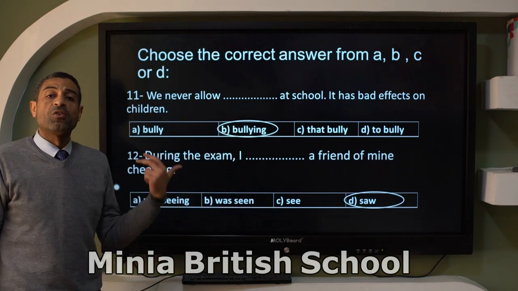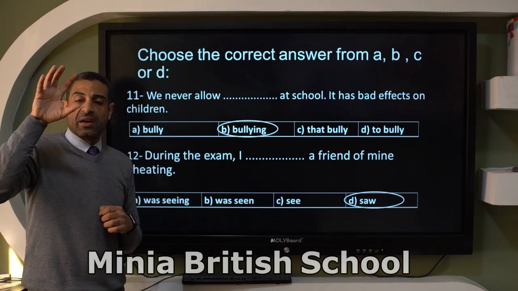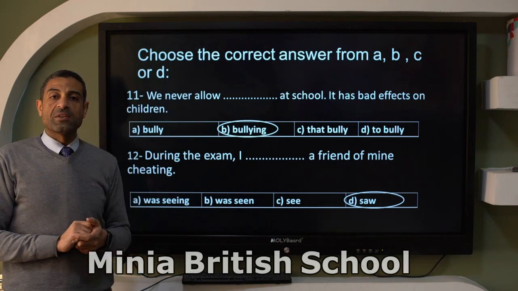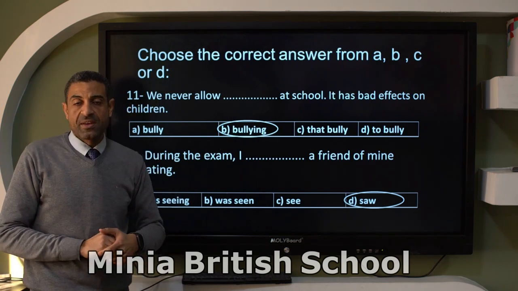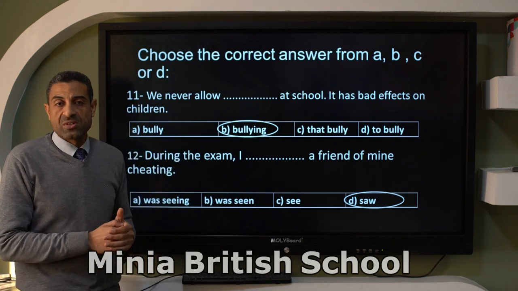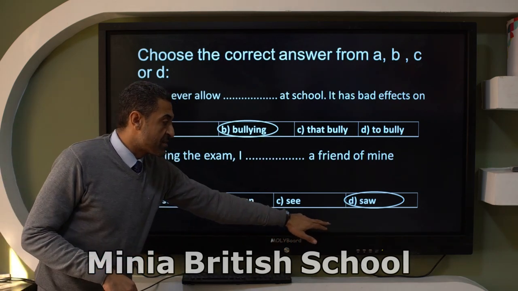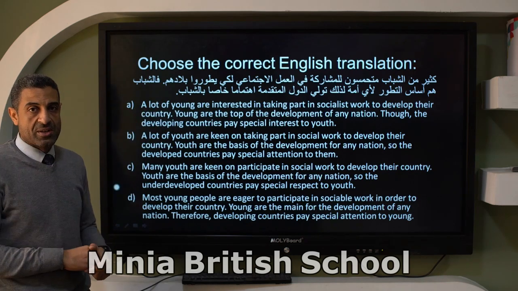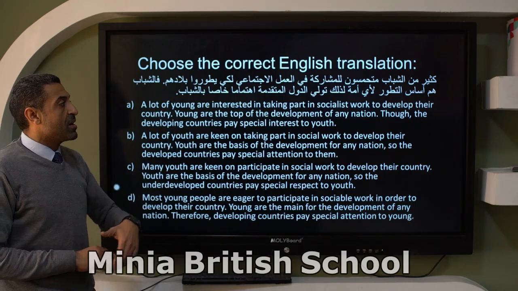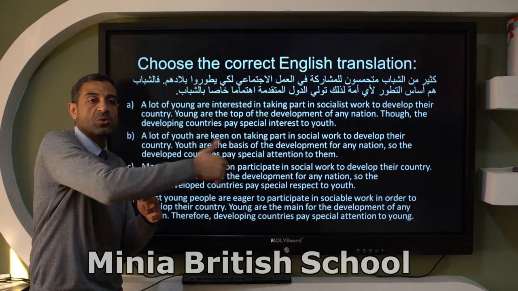So that was the end of part 2 of your exam, and about the third part, you will find a text of reading comprehension, and then you are asked to answer all the questions about the reading text, and all the questions are MCQ questions. So you will choose the correct answer as well. The part after the reading text will be translation, and you are asked to choose the correct translation. One of them Arabic into English, and the other one will be English into Arabic.